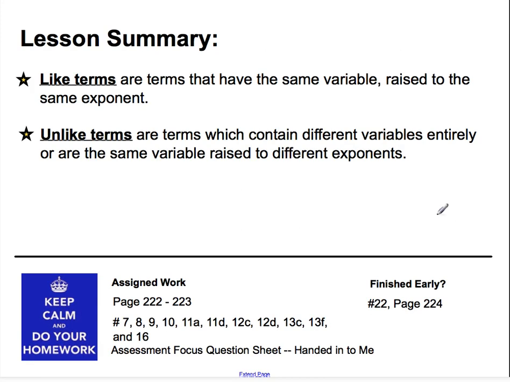So again, we learned that there are like terms and unlike terms, and we talked about zeroing out, just a review of grade 7. Here's a few questions here. Make sure you do that assessment focus question and hand that in to me. This is not finished early. This is if you want honors in my course. You need to be exposed to a certain level of questioning, and that question is number 22.